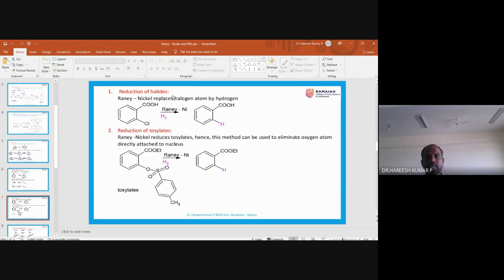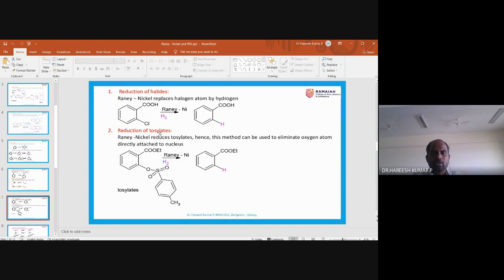Reduction of halides. What will happen? Halogen-containing compounds react with hydrogen in the presence of Raney nickel. Raney nickel is responsible for the conversion of a haloarene to a hydrocarbon. That means it replaces chlorine with hydrogen. So dehalogenation occurs. When a haloarene is treated with hydrogen in the presence of Raney nickel, this Cl is replaced with H. That is how the hydrocarbon product is obtained from the halogenated hydrocarbon.